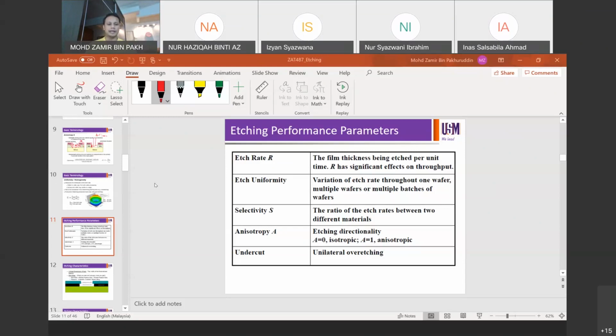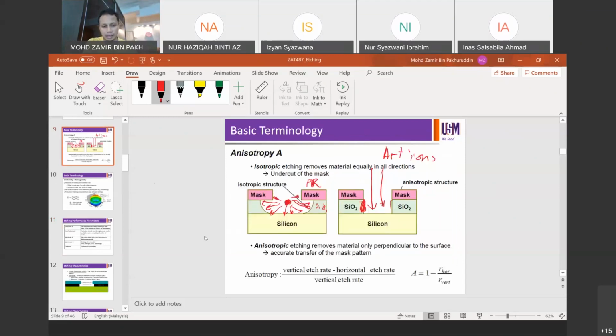If you talk about undercut, then you are talking about unilateral overetch. For example, if you go back to this particular slide, this green oxide layer is called undercut. It etches underneath, it etches in a little bit. So that is called undercut. You're not supposed to remove that, but due to the nature of the chemical used in the etching process, due to the isotropy of that etchant, you end up with an undercut condition. Right? So you typically don't want that undercut to happen.